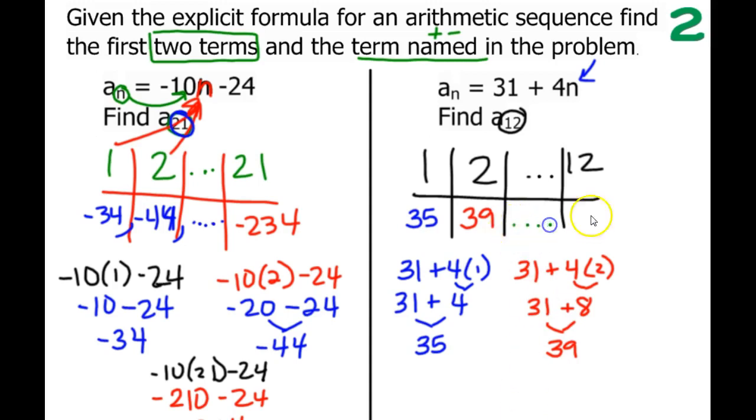And then we need to plug in way over here a 12. 31 plus 4 times 12. 4 times 12 might be one that you're not quite sure of. That's okay, use your calculator. 4 times 12 is 48. We need to add that to 31. So if we add these up, 3 plus 4 is 7, so 79. So this is our list: 35, 39, and then way over there would be 79.